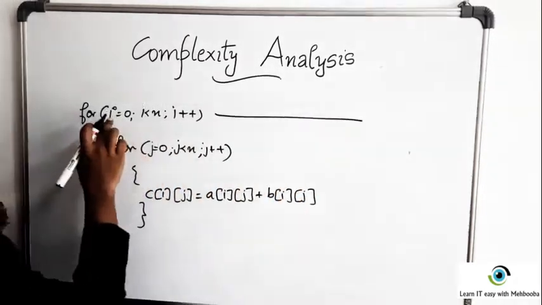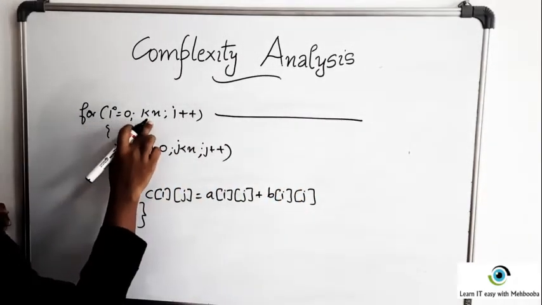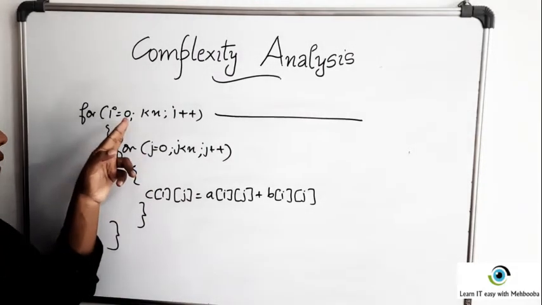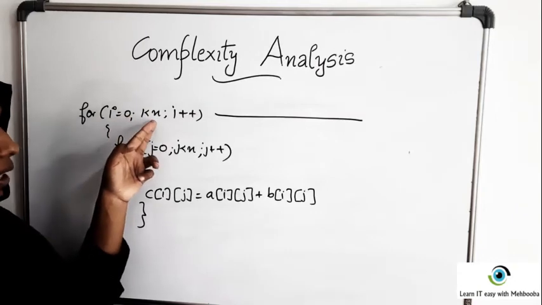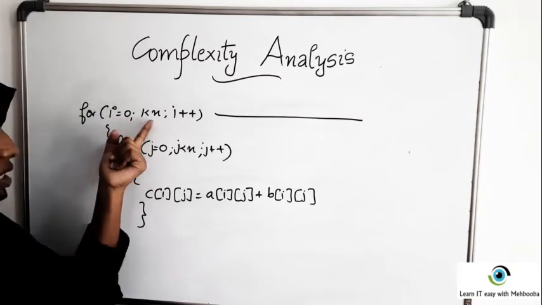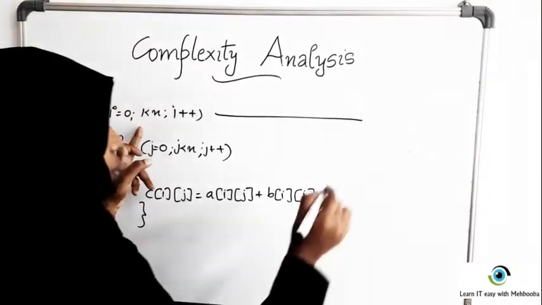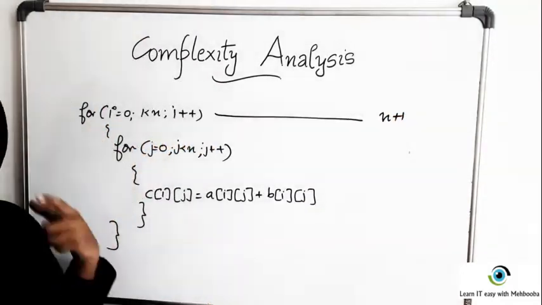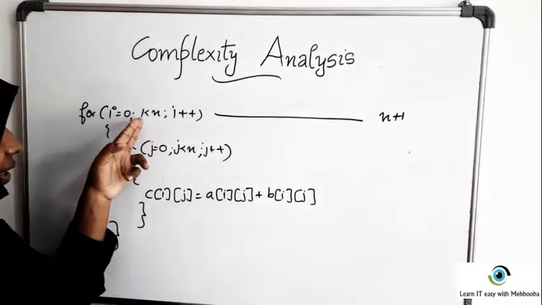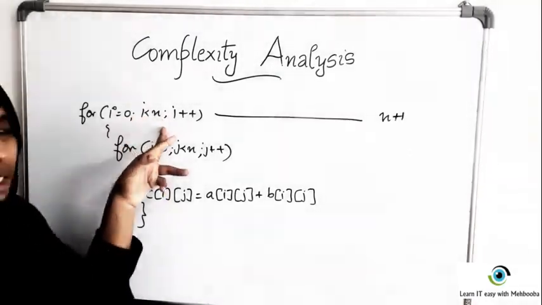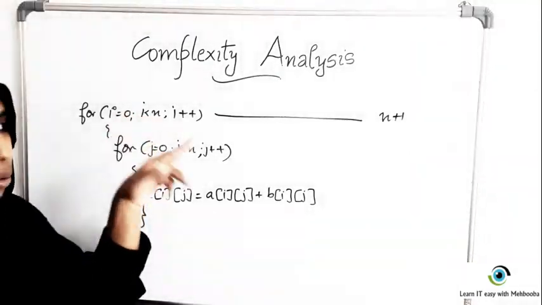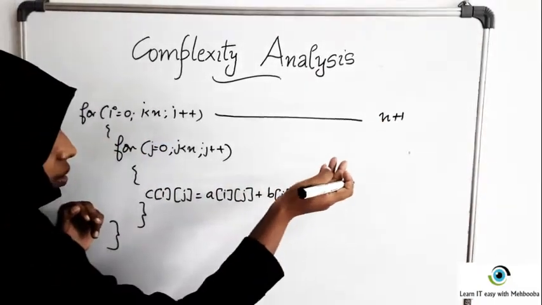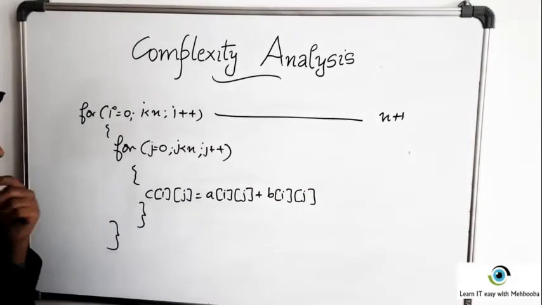See, this loop is running from 0 to n. In the previous example, we analyzed that such a loop runs n plus 1 times, including the one final check wherein the condition i less than n fails. You have to take that also into consideration. So the execution frequency is n plus 1 here.